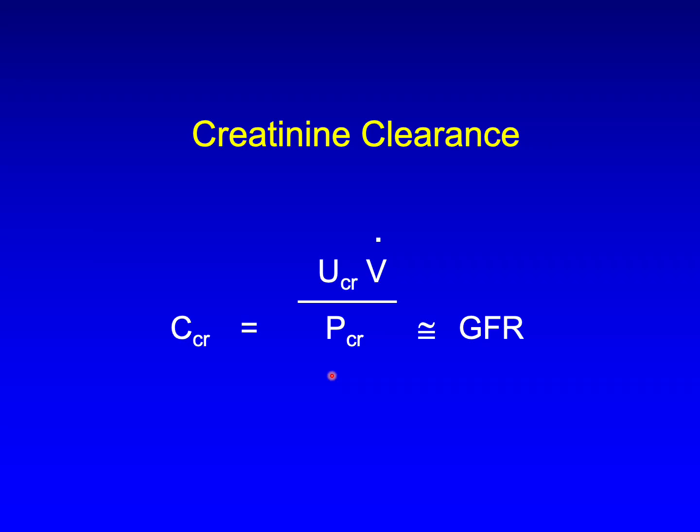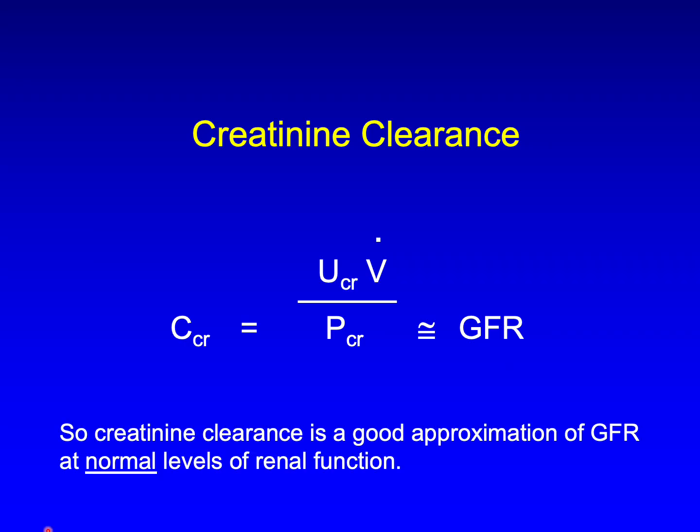So all we have to do is to calculate creatinine clearance using our UV/P formula, and the number will closely approximate GFR. There are some minor reasons that creatinine clearance is not quite as accurate an estimate of GFR as inulin clearance is, but overall, despite some inaccuracies that tend to cancel each other out, it turns out that creatinine clearance is actually a very good approximation of GFR at normal levels of renal function.